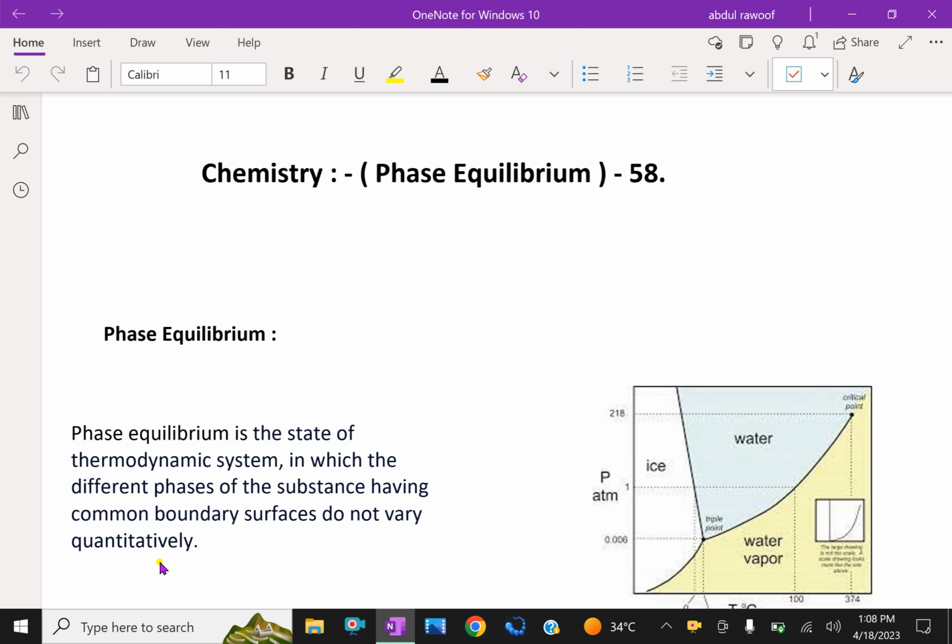In chemistry, let us discuss phase equilibrium. What is phase equilibrium? Phase equilibrium is the state of a thermodynamic system in which the different phases of the substance have a common boundary surface and do not vary quantitatively.